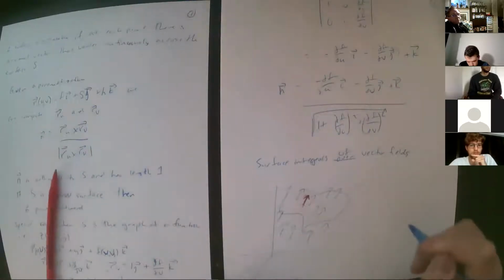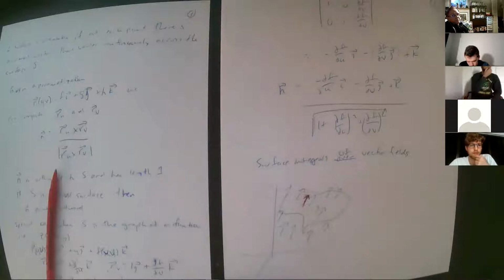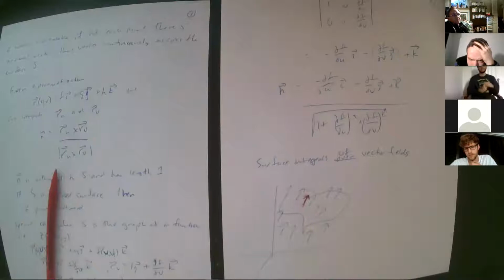So how do we determine how much of the vector field is going in the same direction as my normal vector? I'm sorry, can you repeat that one more time? What quantity describes the component of my vector field in the direction of my normal vector?